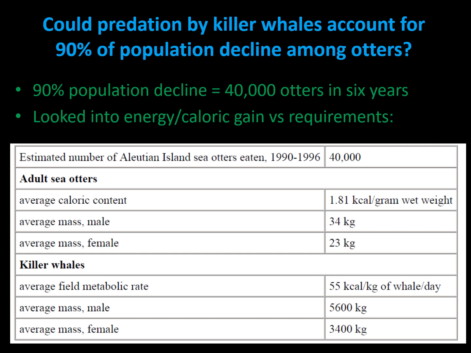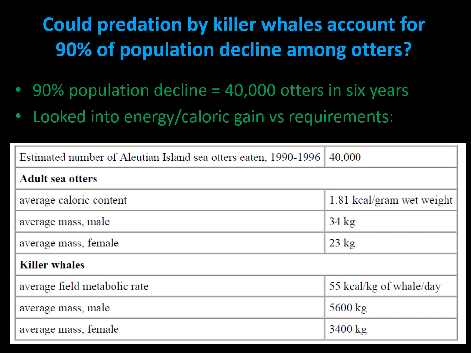5 otters per day per whale within 1 year for 6 years, it's a total of 10,950 otters that can be consumed by a single whale for a 6-year period, right? And now how many male killer whales are required to satisfy that demand? Well, you only require about 4 male killer whales.